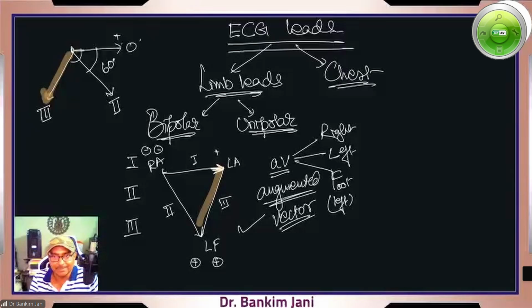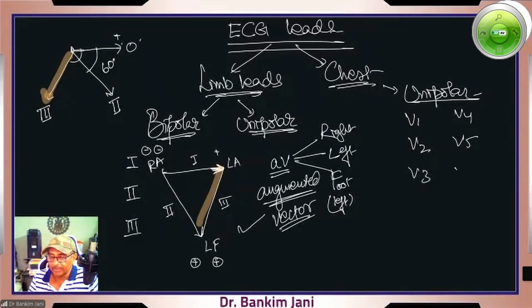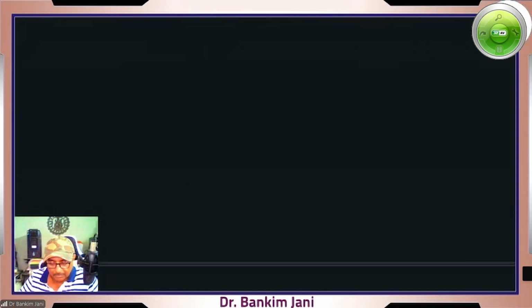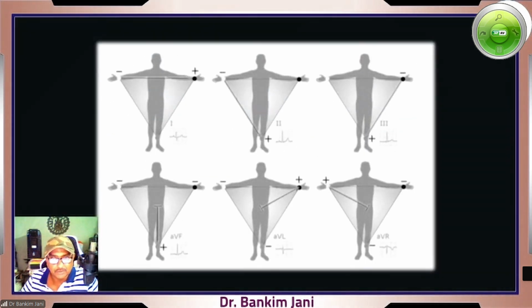And in case of chest, all the chest leads are unipolar. So we have V1, V2, V3, V4, V5, and V6. So these were the leads which we talked about. That's what we saw. You know about this part. This is lead 1. And see, this one is lead 2. And this one is lead 3.